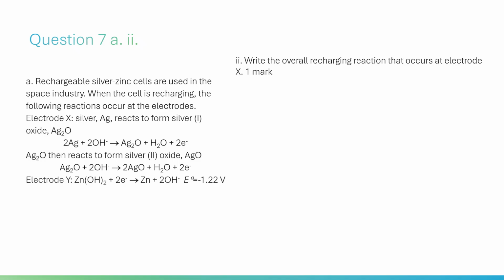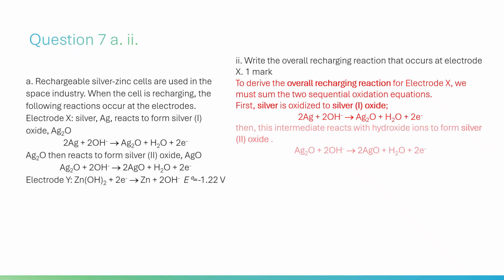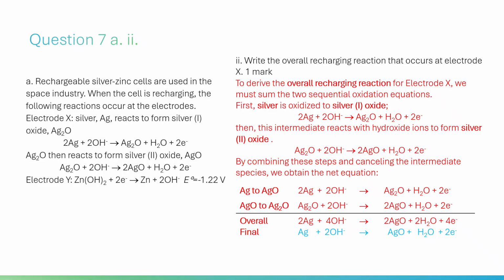To derive the overall recharging reaction for electrode X, we must sum the two sequential oxidation equations. First, silver is oxidized to silver(I) oxide, then this intermediate reacts with hydroxide ions to form silver(II) oxide. By combining these steps and cancelling the intermediate species, we obtain the net equation.